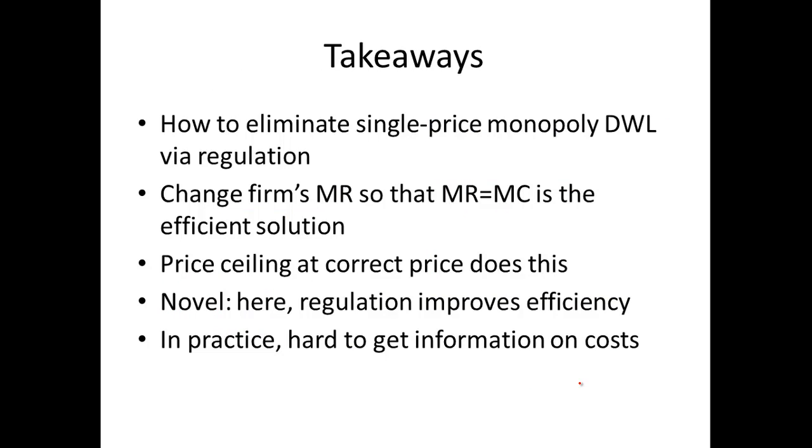All right. What are our takeaways from this short module on regulating a monopoly? Well, what we've shown is how to eliminate the deadweight loss associated with single price monopoly with regulation. And what you do is you change the firm's marginal revenue so that when they find the intersection of MR and MC, it's actually the efficient solution. And how do we do that literally? Well, it's a price ceiling at the correct price. And what's novel and worth emphasis here again is that a regulation actually improves efficiency rather than creating deadweight loss. But in practice, it is hard to get the relevant information, so this can be a hard thing to do in practice.